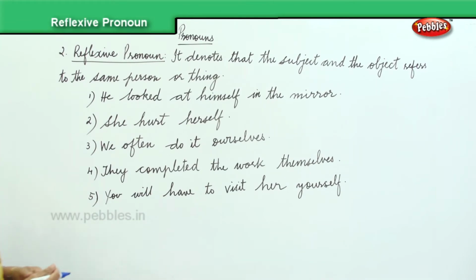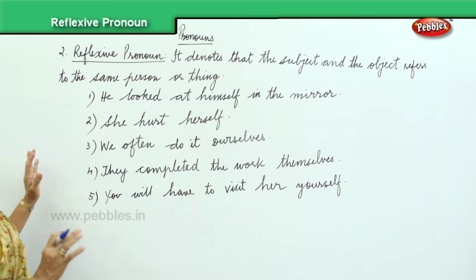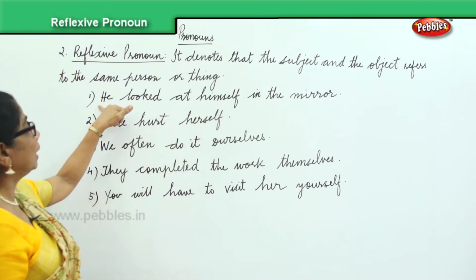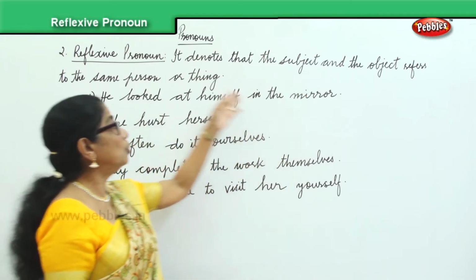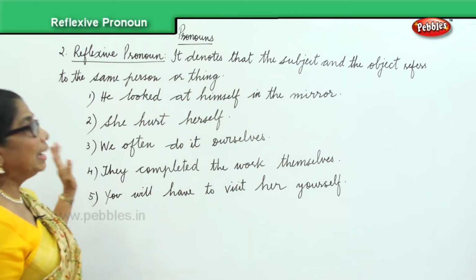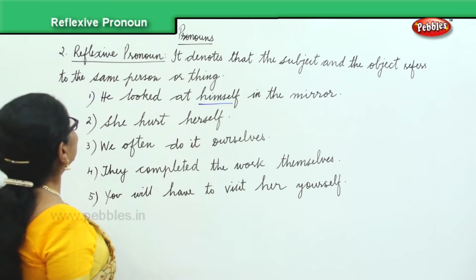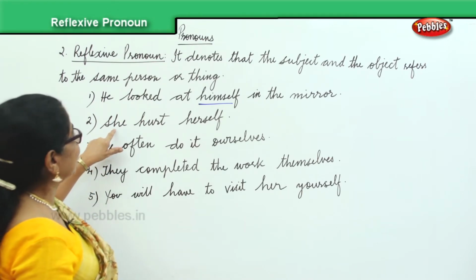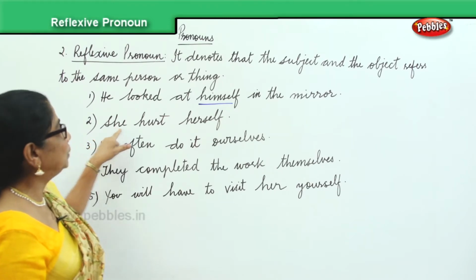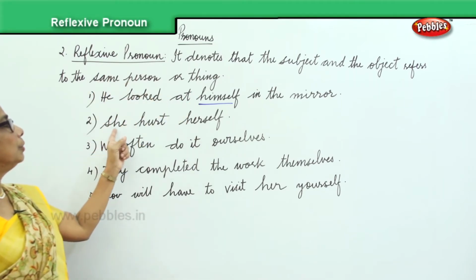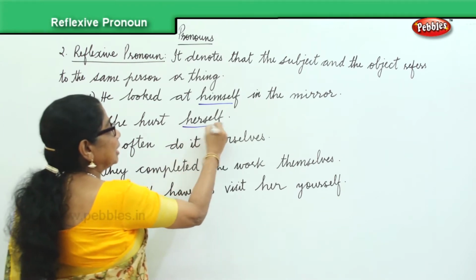We are talking about the second part of the pronoun, reflexive pronoun. Reflexive pronoun denotes that the subject and the object refer to the same thing. He looked at himself in the mirror. The subject is he, the object is mirror. So what is the subject doing? He is looking at where? Himself in the mirror. So himself is the reflexive pronoun. In the second one, the subject is she, and the object is she got hurt. So the subject and the object refer to the same person or thing. So she hurt herself. That's the reflexive pronoun.